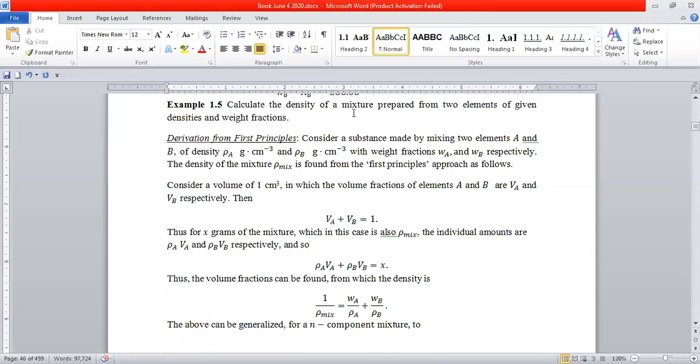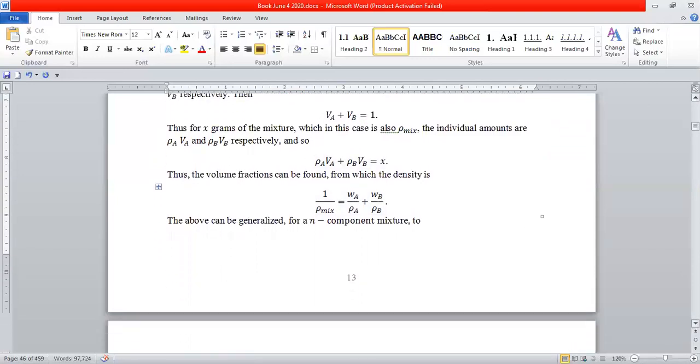Later on we're going to have quizzes and assignments and exams. So these are the kind of problems that you can expect: I'll give you that 2 elements are combined in a 60-40% ratio. The individual densities are this and that, and tell me the density of the mixture. So again, back to first principles, you're going to write the volume fractions, then you're going to take X grams of the mixture, and you're going to get the density of the mixture in terms of the weight fractions and the density of the individual elements.